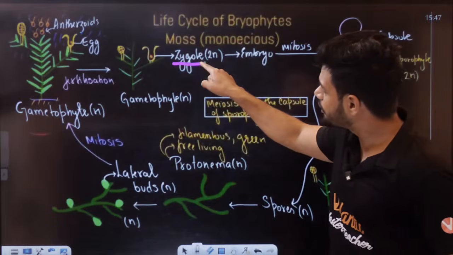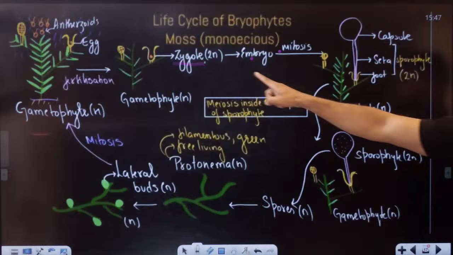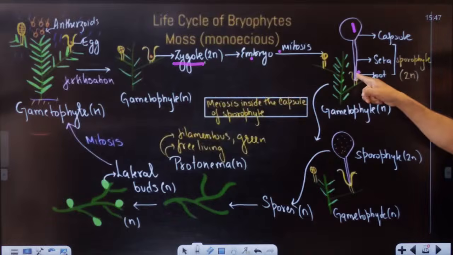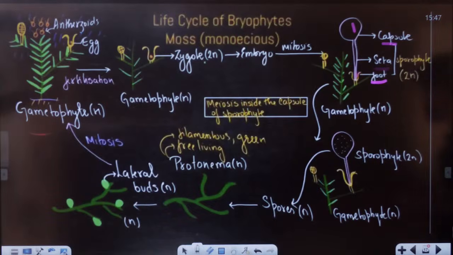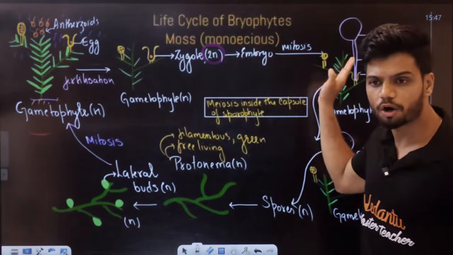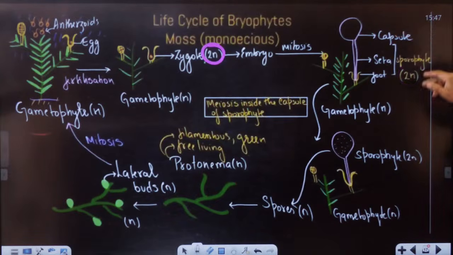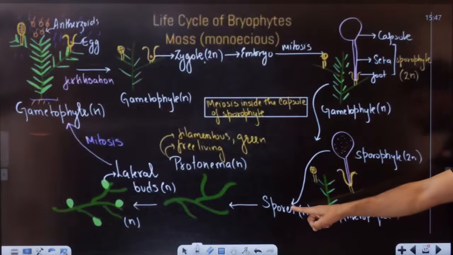Now this zygote again undergoes mitosis to give the sporophyte. देख रहे हो? Zygote became the sporophyte here. Sporophyte has three parts: foot, seta, and capsule. Now this foot, seta, and capsule is a sporophyte, diploid in nature. Now same thing. This sporophyte now undergoes meiosis to produce spores.